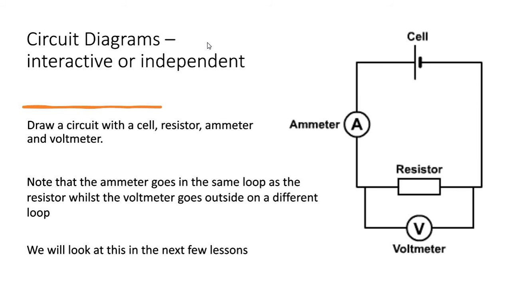But what you need to note, and I'd like you to write this down, is that the ammeter goes in the same loop as the resistor, whilst the voltmeter goes outside on a different loop. So we're going to look at why that is over the next few lessons. But remember from our work already that an ammeter is measuring current, and current is something that flows through a component. A voltmeter is measuring potential difference and is something that goes across a component.